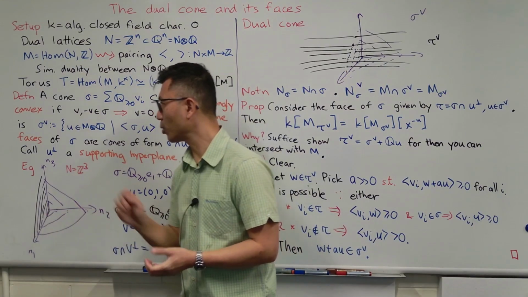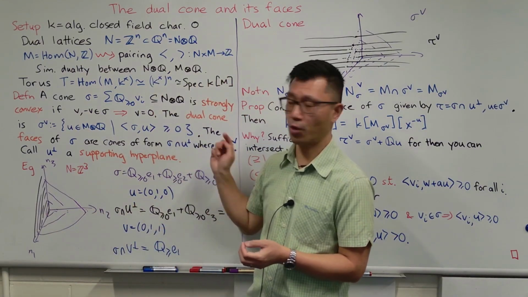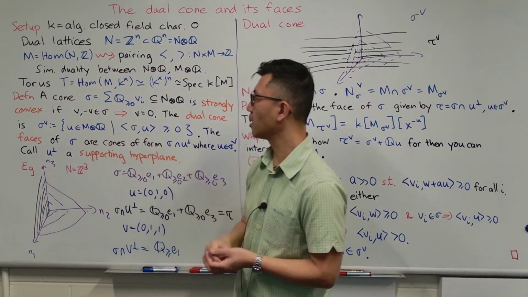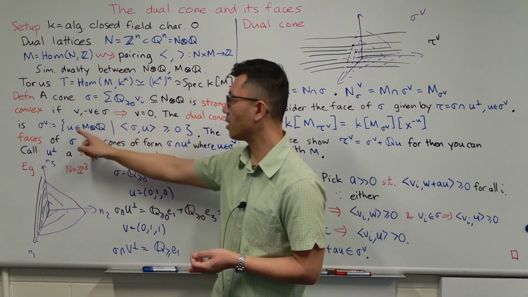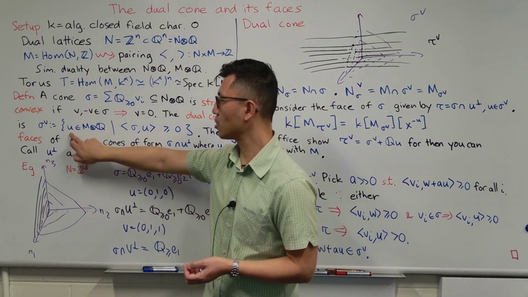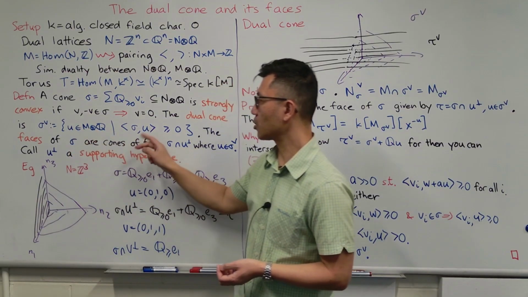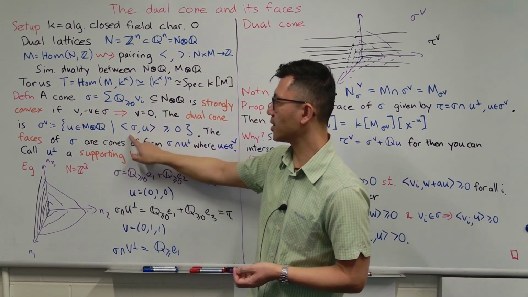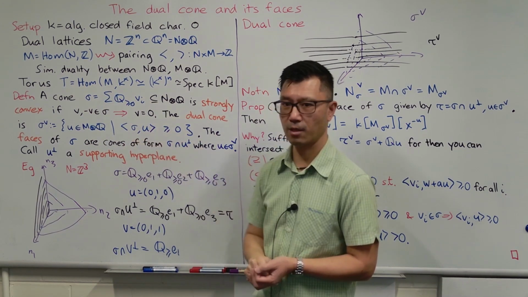Okay, so the next thing that we'll need to do is look at the dual cone, and this will be something that's inside the dual space. Okay, you're working in the rational space now, so it's inside M tensor Q. It's going to be the set of all vectors U such that the inner product or the pairing of U with anything inside sigma is going to be non-negative.